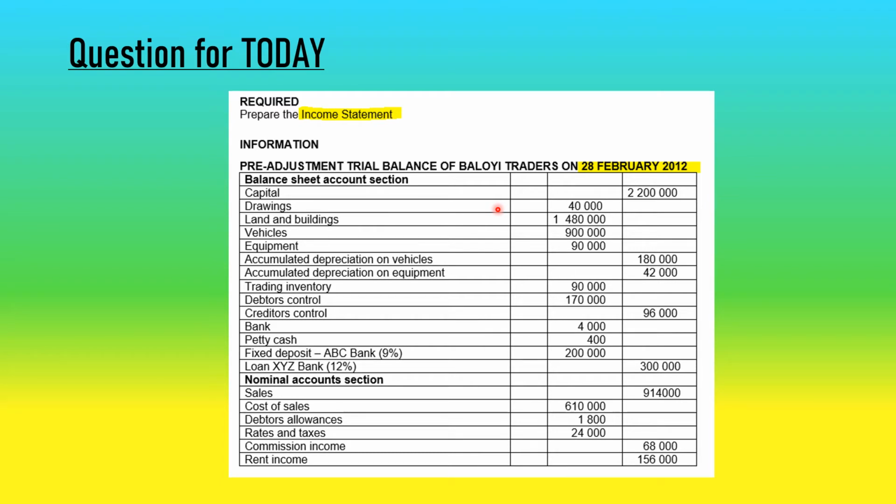So you have to pass the journal entries, and thereafter you would be able to put these amounts on your income statement and balance sheet. If you're looking for an example of a post-adjusted trial balance, please look at our previous example.